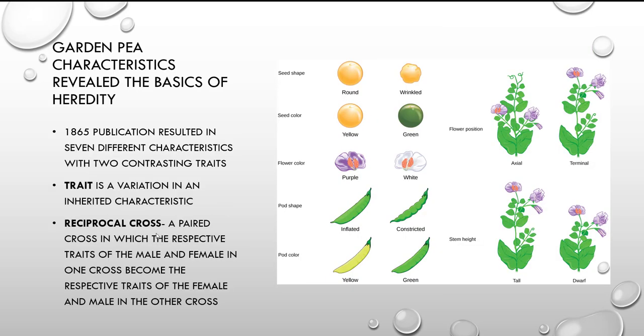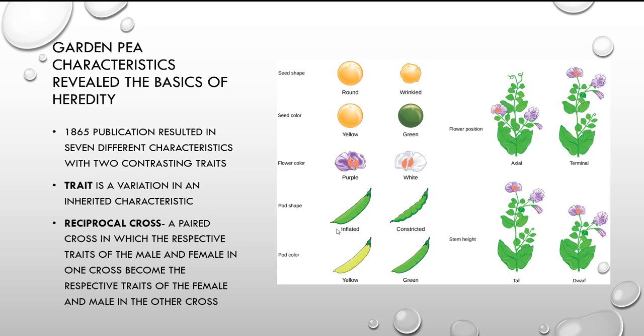So that's called a reciprocal cross. A reciprocal cross is basically where you take the respective traits of the male and the female in one cross, and then reverse it and do the female and male in the other cross. It doesn't matter if you take the sperm from the round plant and fertilize the eggs of the wrinkled plant, you're still going to get the same results as if you do the sperm from the wrinkled plant and fertilize the eggs of the round plant. You'll still get the same results no matter what.